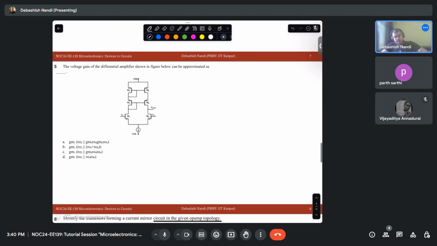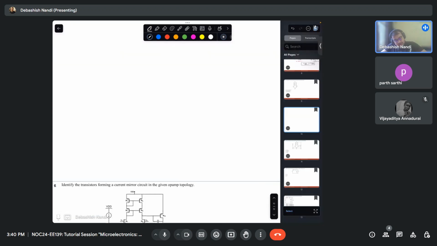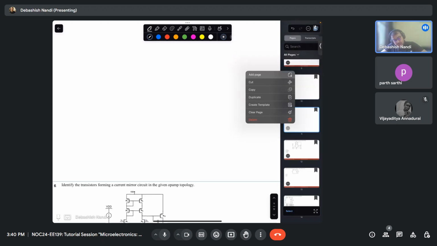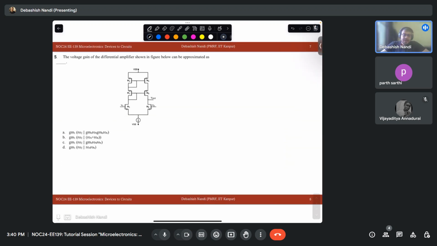So let's move on to this problem. This is where we'll analyze the differential pair. So be more involved in the discussion of this problem. They wanted us to find out the gain of the differential amplifier. So we'll go through this problem very slowly. So first thing, why do we need a differential amplifier in the first place?